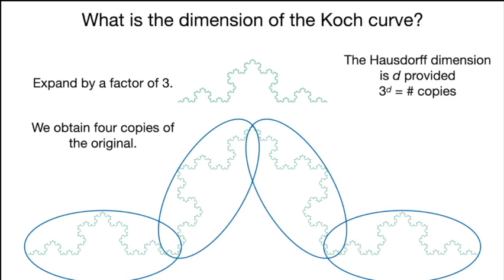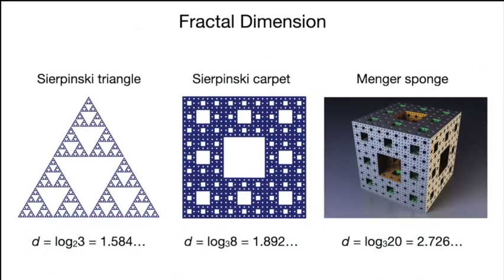So remember how this works. We take 3 to the d and set that equal to the number of copies. So 3 to the d equals 4, and d is the dimension. We could take the natural log or the logarithm of both sides, and we end up with 1.26 as the dimension of this thing. So it's somewhere between a line and a plane, something between one and two dimensional, but closer to one than to two. So this is this idea. And if you want to play around with it, you could do something very similar for these other fractals, and you can compute the fractal dimensions of these famous fractals. Okay.